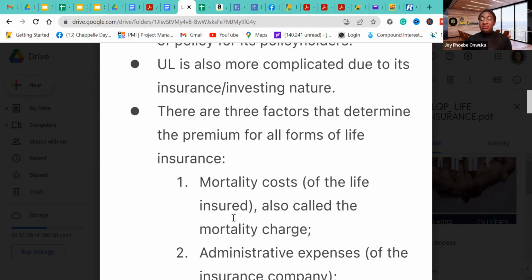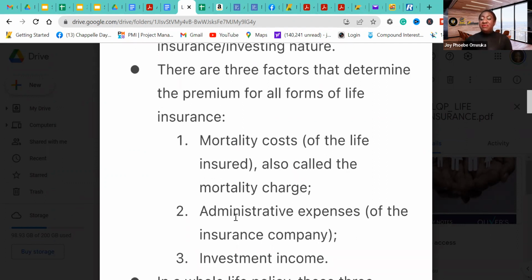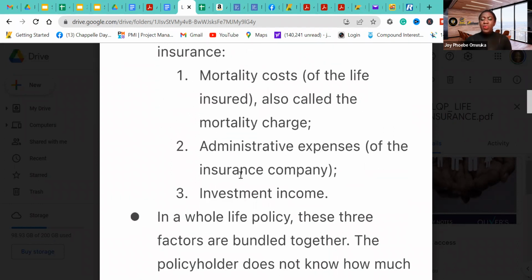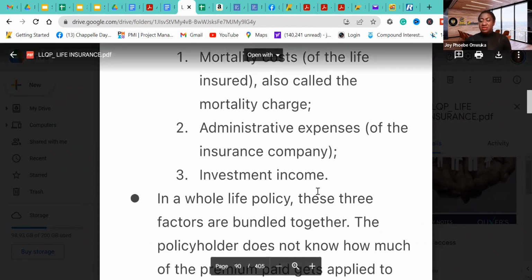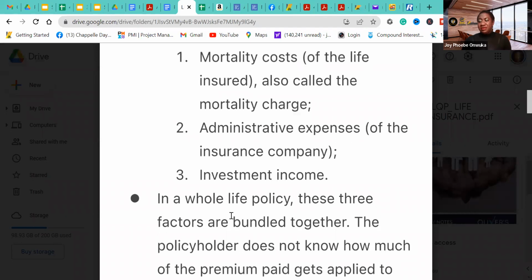Now, regardless of whether it's term insurance, whole life, or universal life, there are three factors that determine the premium the policyholder pays. Number one is the mortality cost, that is the cost of life insured, also called the mortality charges. Number two is the administrative expenses of the insurance company. Number three is the investment income. Because if the investment income does well, then there will be more money for the whole life. We saw that if the investment income does well and they were able to put enough funds into the required pool that they needed, then they are able to distribute the leftovers to those that have participating whole life.